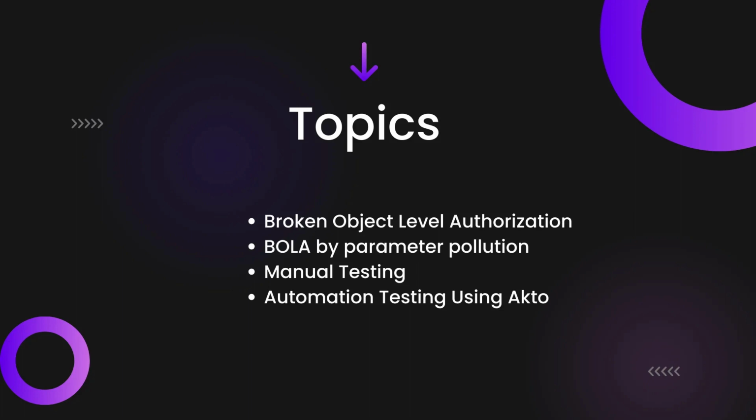The topics for this video are broken object level authorization, how you can exploit BOLA by parameter pollution, how you can manually test for this vulnerability, and then how you can automate this using Akto.